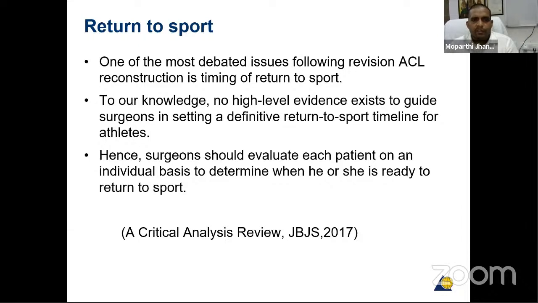Return to sports. This is one of the debated issues following revision ACL reconstruction, that is the timing of return to sport. That depends again on the surgeon's choice. If the patient is comfortable, then fine. There is no level of evidence to guide surgeons in setting a definitive time. It depends on the patient, and it is up to the surgeon to evaluate whether the patient is good to return to his sports level. That is one thing. This is the review given in the JBJS 2017. There's also one good article on when to return the patient to sports.